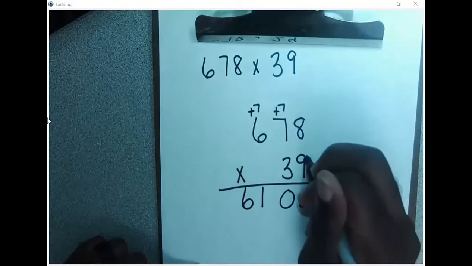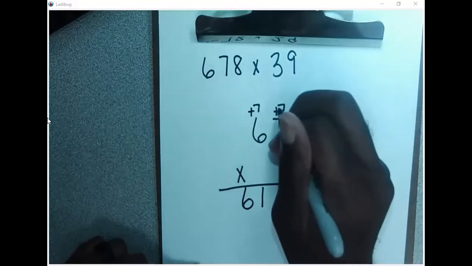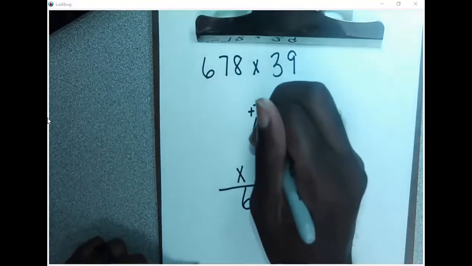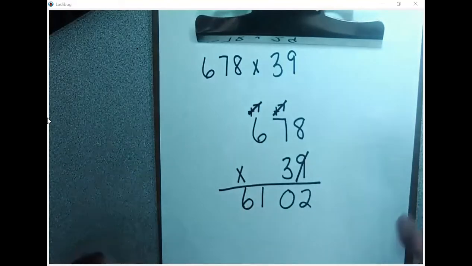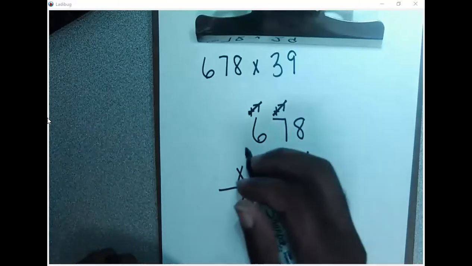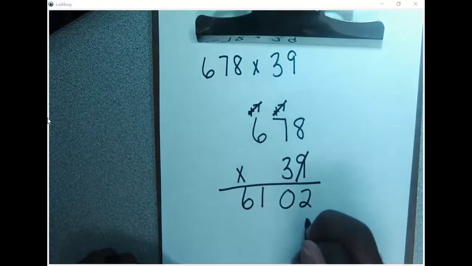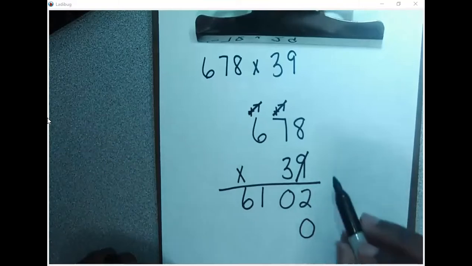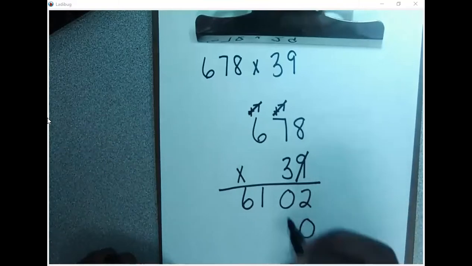So I'm done with my 9, so I'm going to mark through it. I'm done with my 7 and done with this 7, so I'm marking through those so I don't confuse myself and add them to my products later. Now, before I multiply my 3 times my top row, once again, I'm going to drop that 0 as my placeholder.